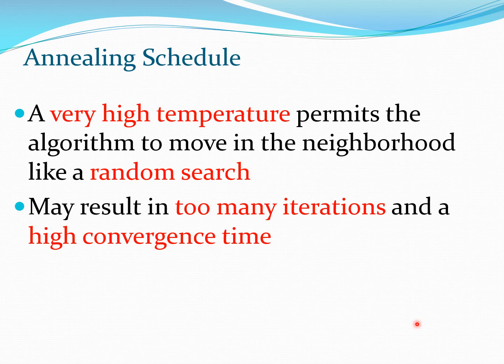If you use a very high temperature, then of course the good point is that the method can move around in the neighborhood like a random search, and you are capable of going up the hills, you are capable of going down the hills, all the steps are possible. But the problem is you may spend too much time in doing this random search, and this may result in a huge amount of computed time. So this is the problem of using a very high temperature.